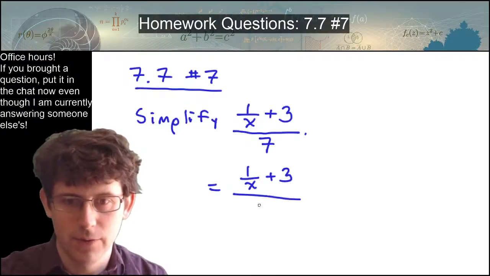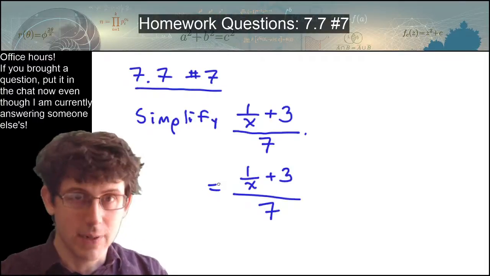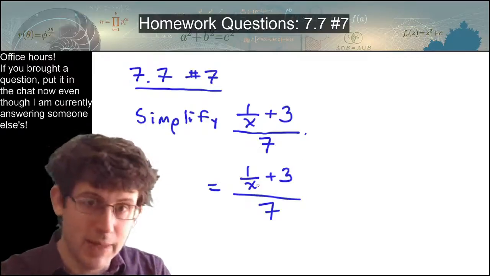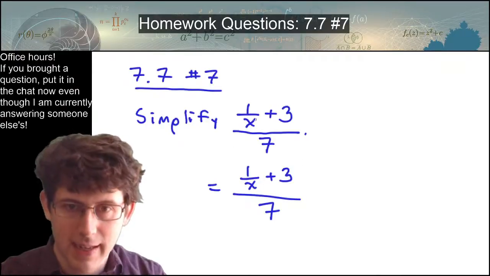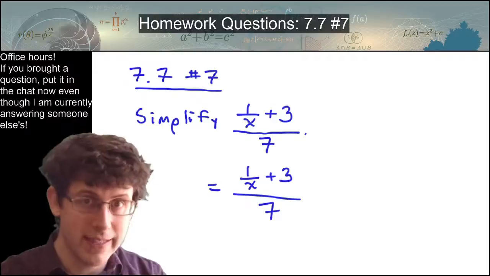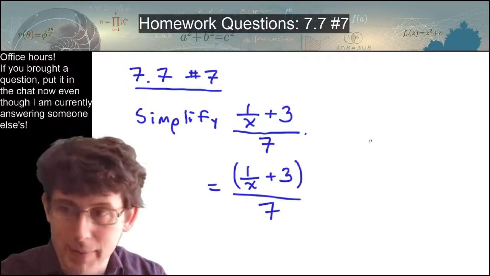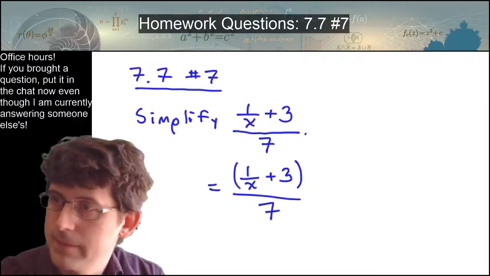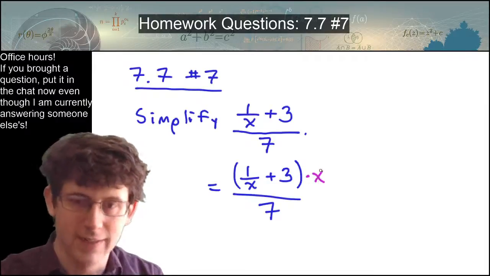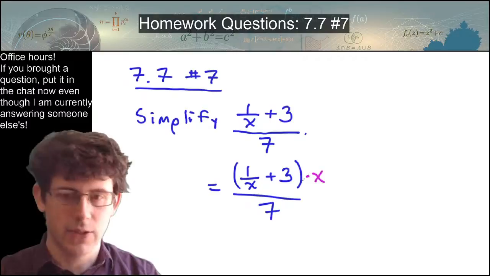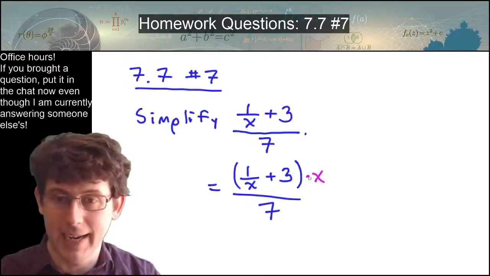So I will use my overall algebra strategy of using an equal sign to give me an excuse to just copy down the whole problem again. Then I notice that I would like to destroy this x. And to destroy this x, I would like to multiply by x. That's how you destroy a divided by x. So this is what I want to do. I want to multiply by x.